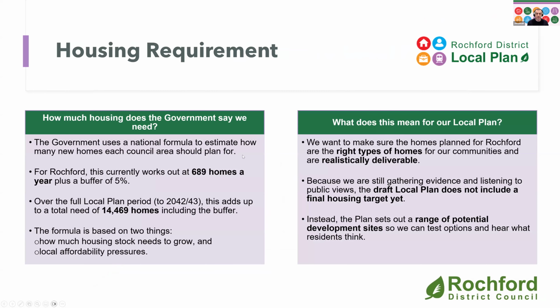So as I mentioned earlier, the housing requirement is something that is set by government. It's the standard method that the government sets for every local authority for their housing target. There's this national formula, and that estimates how many new homes each council area should plan for. In terms of Rochford, this currently works out at 689 homes a year, and there is also a requirement under policy to apply a 5% buffer. That's for assumed non-delivery of sites as they come forward, and that's again set out in national policy.